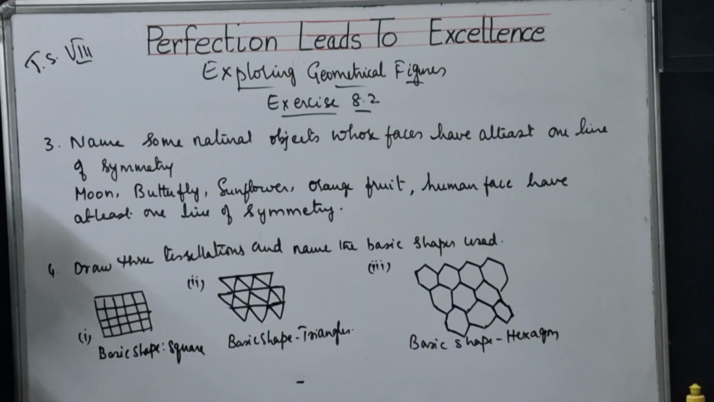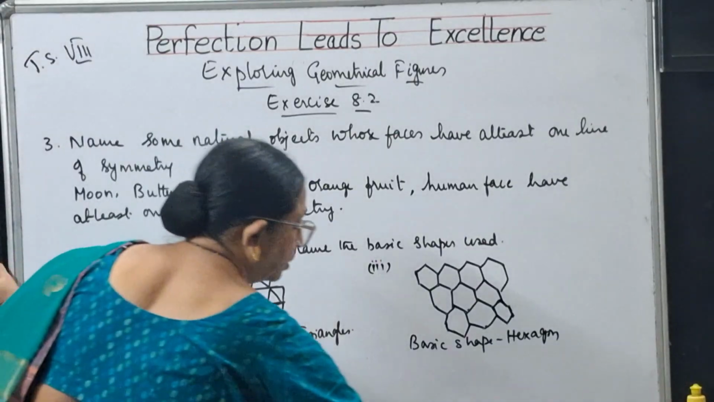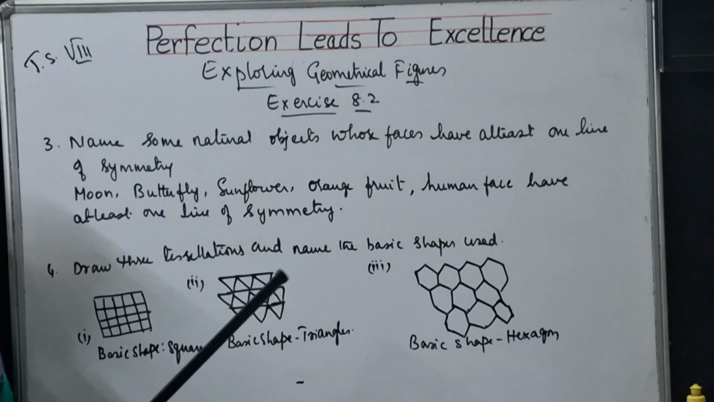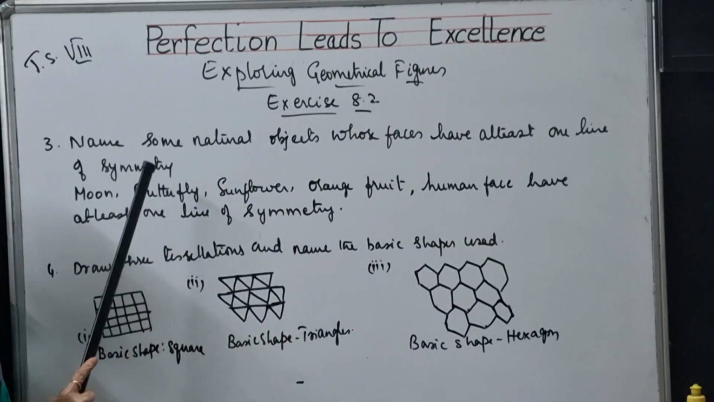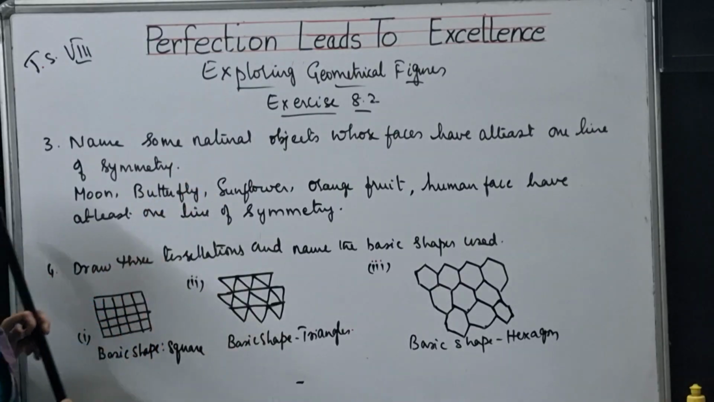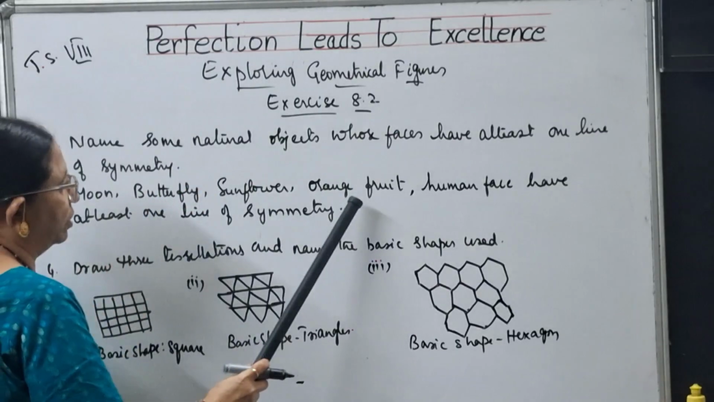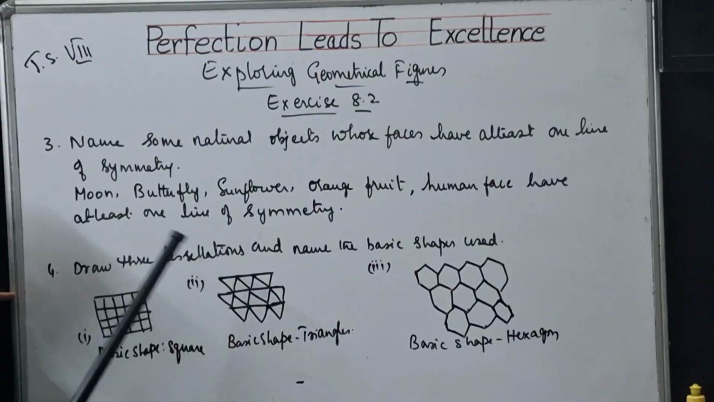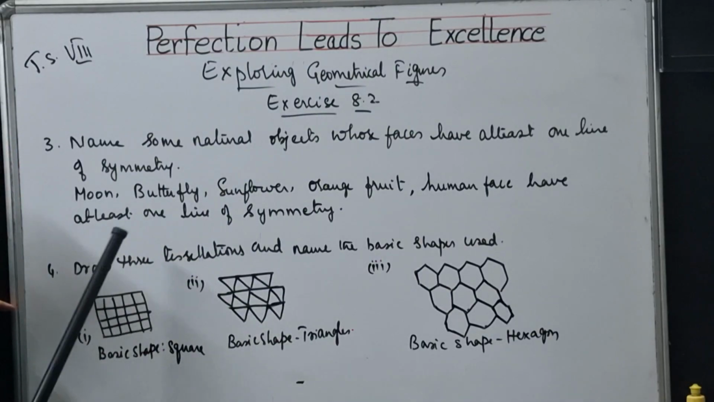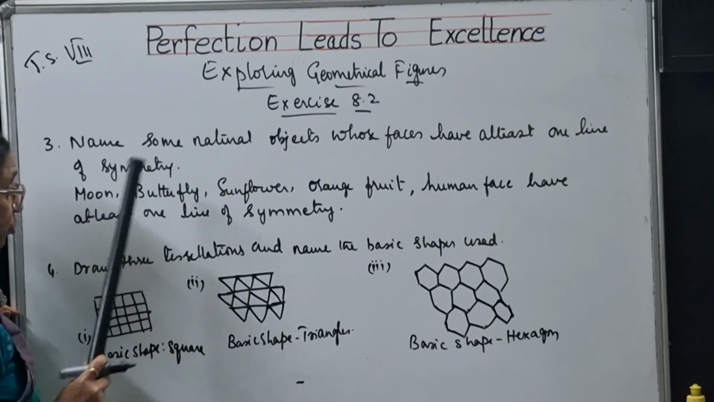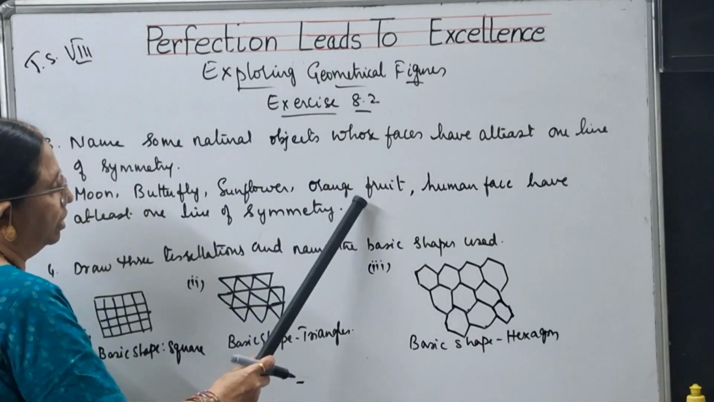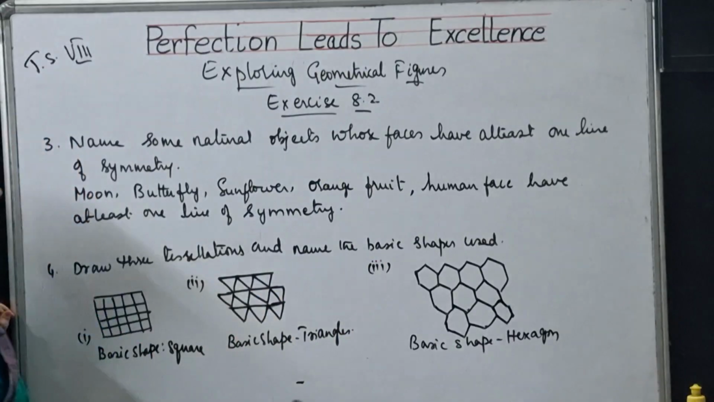Now third question, children. Name some natural objects whose faces have at least one line of symmetry. Now we can take examples as moon, butterfly, sunflower, orange fruit, human face. These all are having at least one line of symmetry. More than one they are there. For moon, more than one; for butterfly, one; for sunflower, more than one; here also more than one; human face, one.